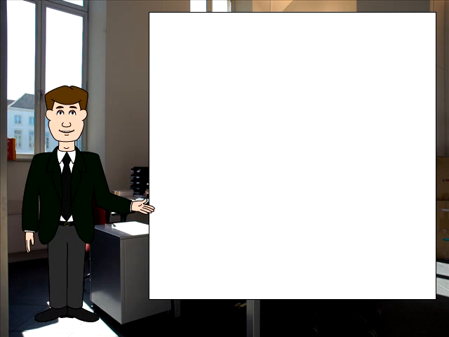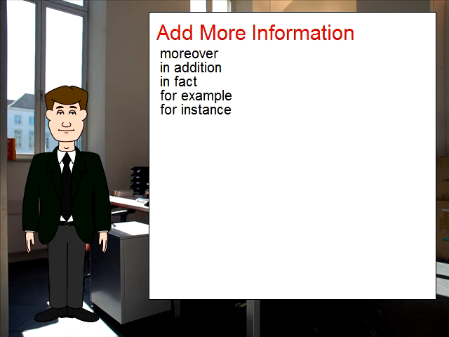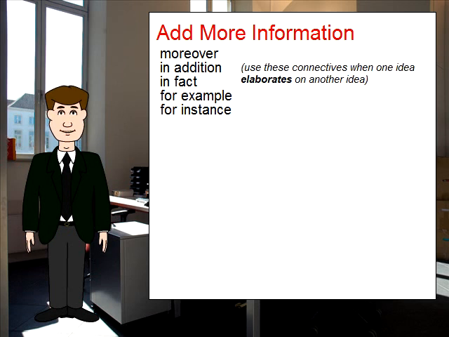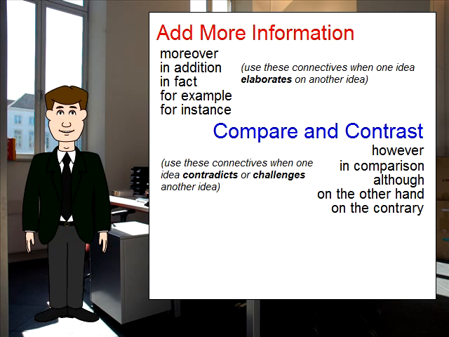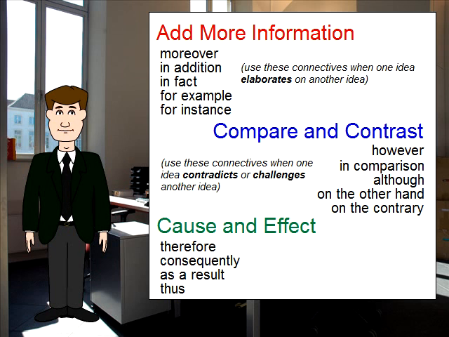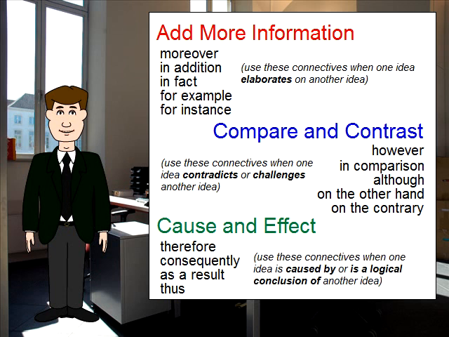Now, let's look at some categories for connectives. Some connectives are used to add more information to what has already been said, which is called elaboration. Other connectives can show how two ideas are similar or different. Use these when you want to show how ideas challenge or contradict each other. You can also use connectives to form a link between one idea as a cause and another as an effect, or when ideas are logically related.